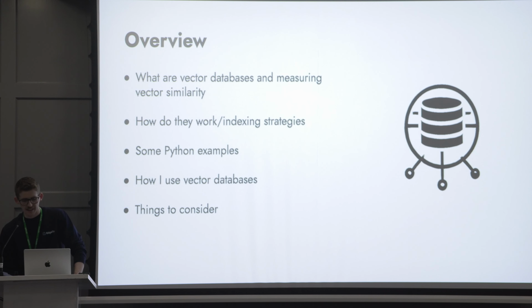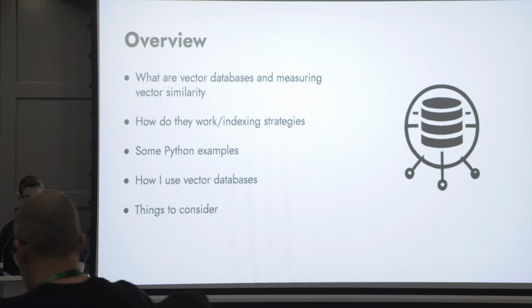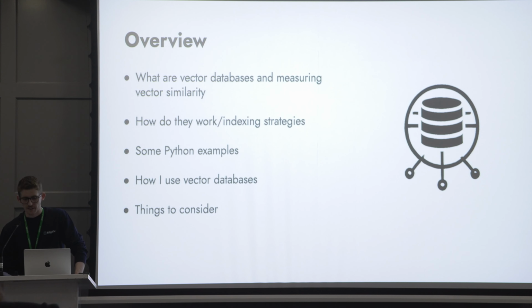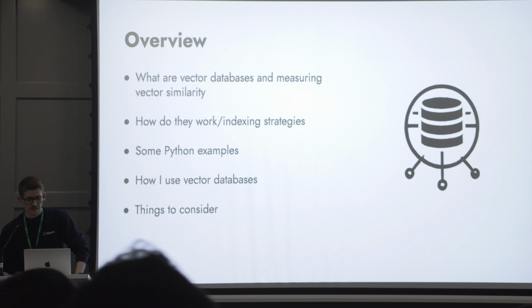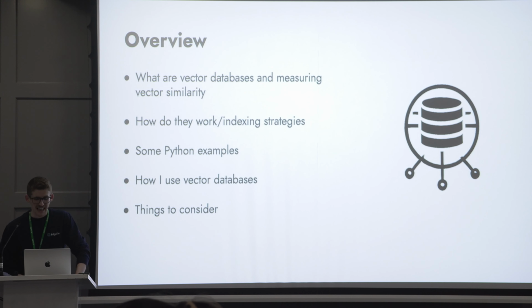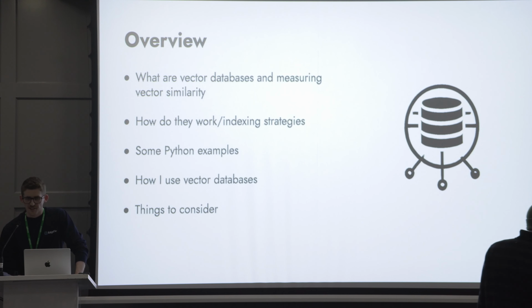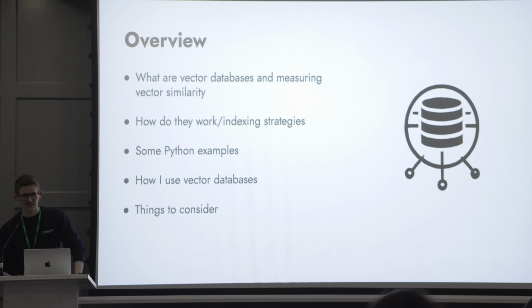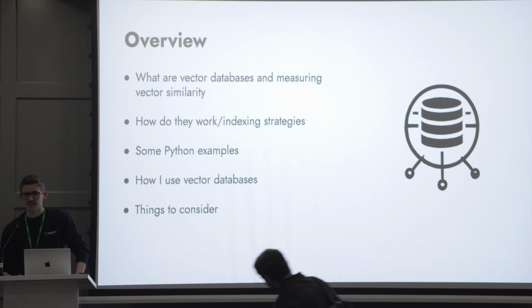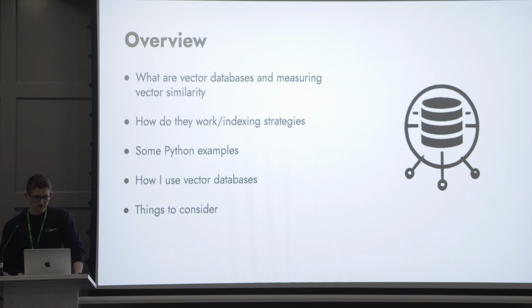In terms of what I'll cover today, I'll start by introducing the idea of a vector database, at a high level what it is, and how we measure vector similarity. I'll then dive into some of the different indexing strategies that different vector databases use to query the data. And then finally, I'll jump into some Python examples, because I'm sure you're all interested to see that. From there, I'll talk about how we use vector databases in the work we do at EdgeTier, and some of the mistakes I've made over the years working with them, and hopefully things you might consider so as not to make the same mistakes.